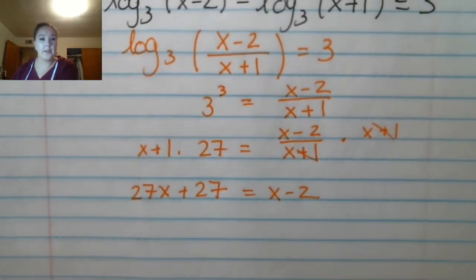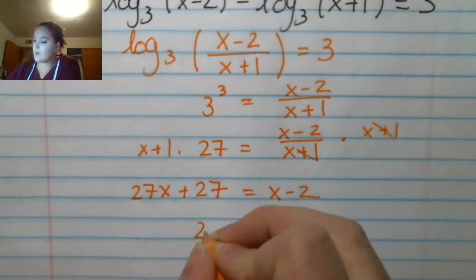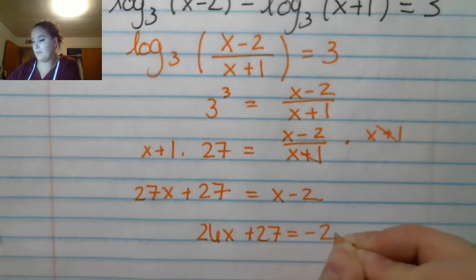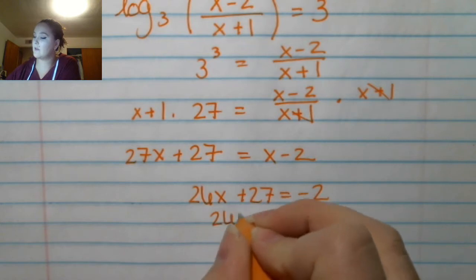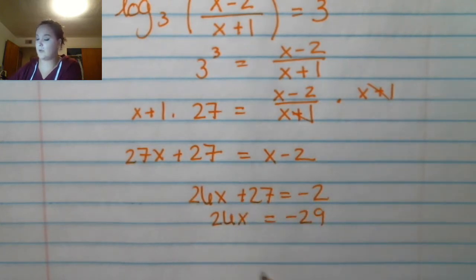Now we have a totally normal linear equation. We're going to subtract x from both sides, subtract 27 from both sides, and divide both sides by 26.